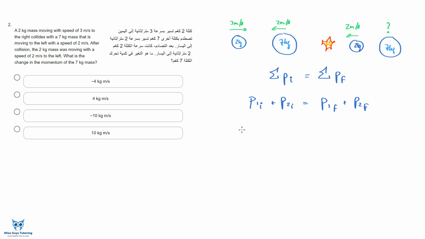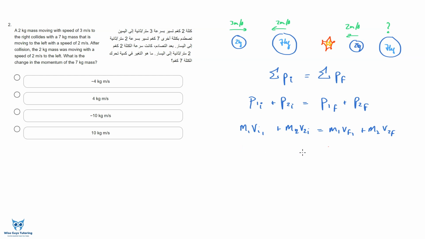Now momentum is simply the multiplication between the mass and the velocity of this object. So object 1 before, and here is object 2 before. Then you have object 1 after and object 2 after. So most of these we have, let's go plug them in.